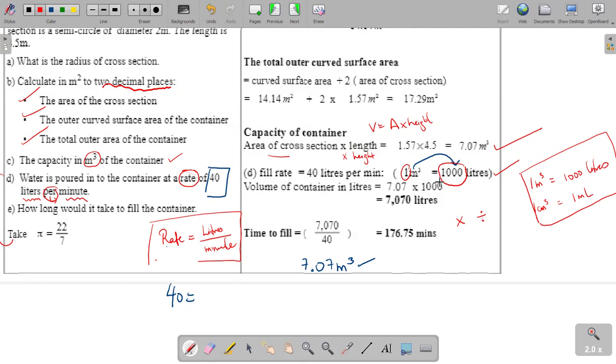Anytime your answer is bigger, generally, because you always got exceptions, anytime your digit is moving from smaller to bigger, it must be a multiplication process, especially when it comes to converting. You want to change one unit to another, look at what happens to the digit. That is what's going to tell you whether to multiply or divide. Everybody with me now?